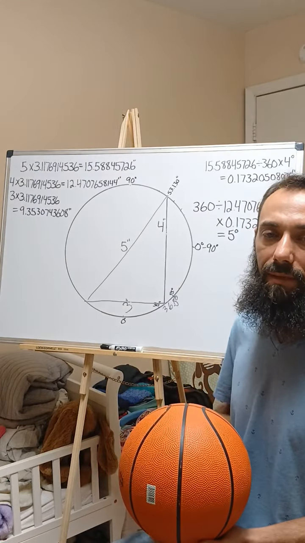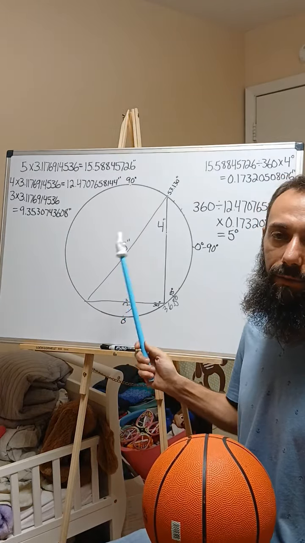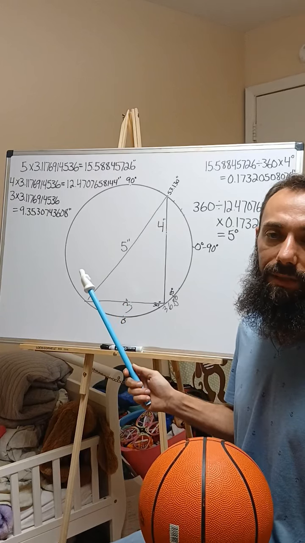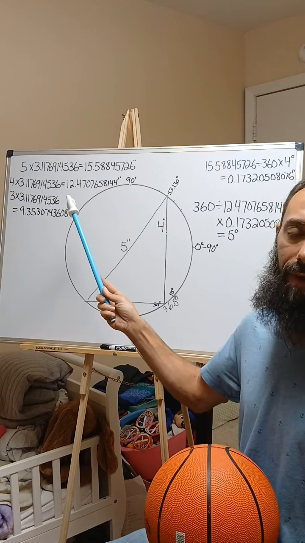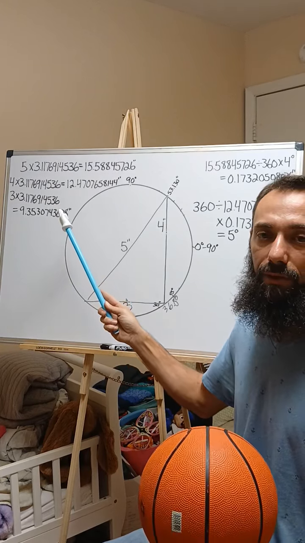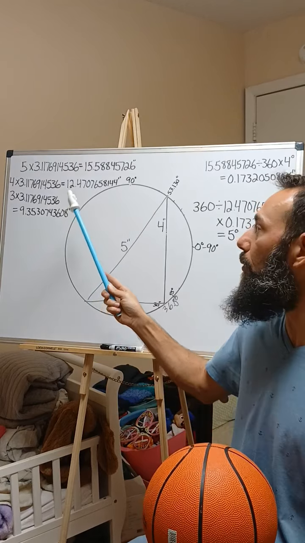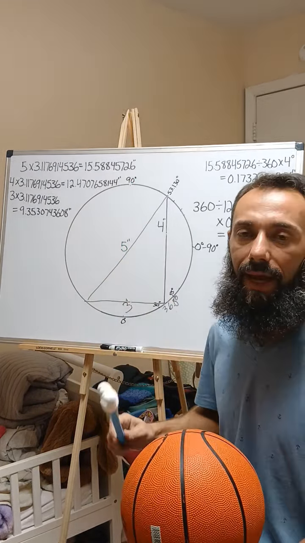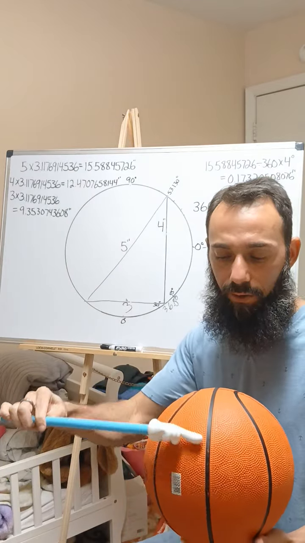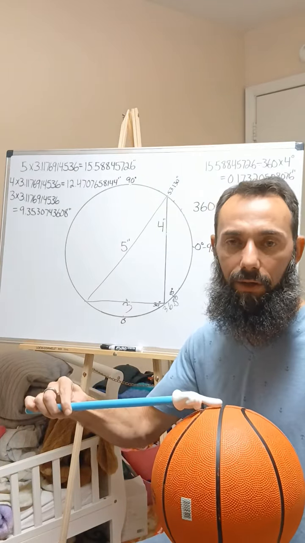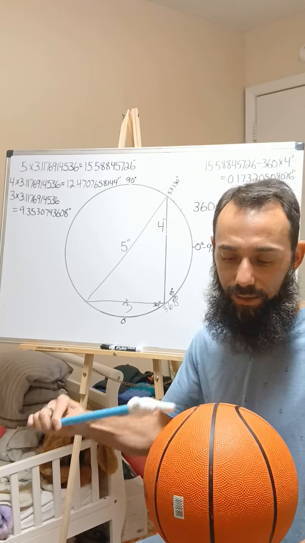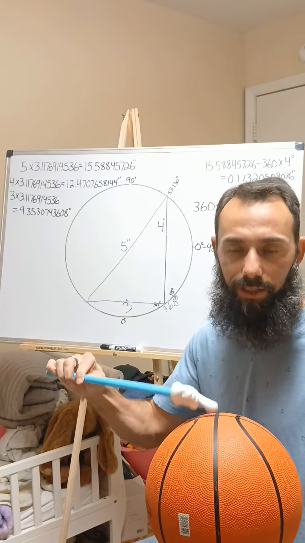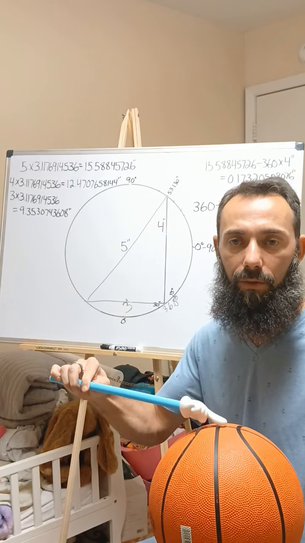So whenever you take the main diameter, the hypotenuse of the triangle, which is 5 inches, and multiply it by the true value of pi, you'll get the circumference, which is 15.58845726 inches. And that's the circumference for the ball all the way around the center of the circle. Don't matter how you turn it, as long as you're going through the 90-degree portion, the center of the circle.